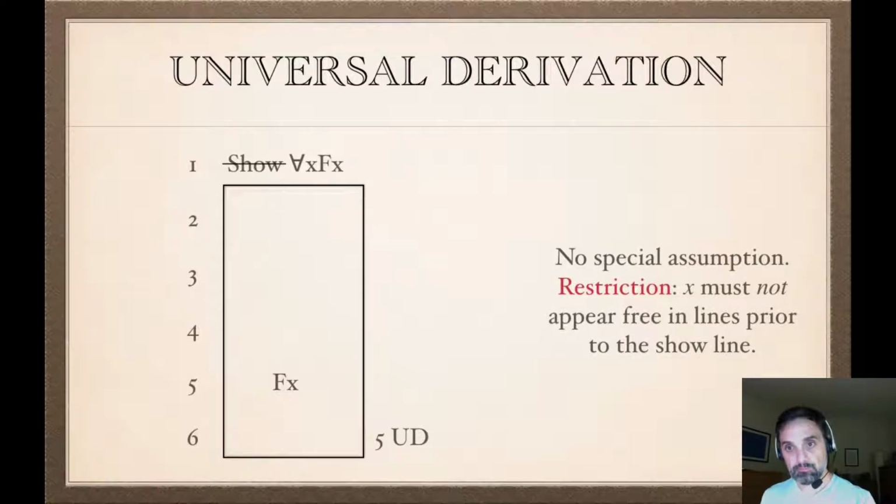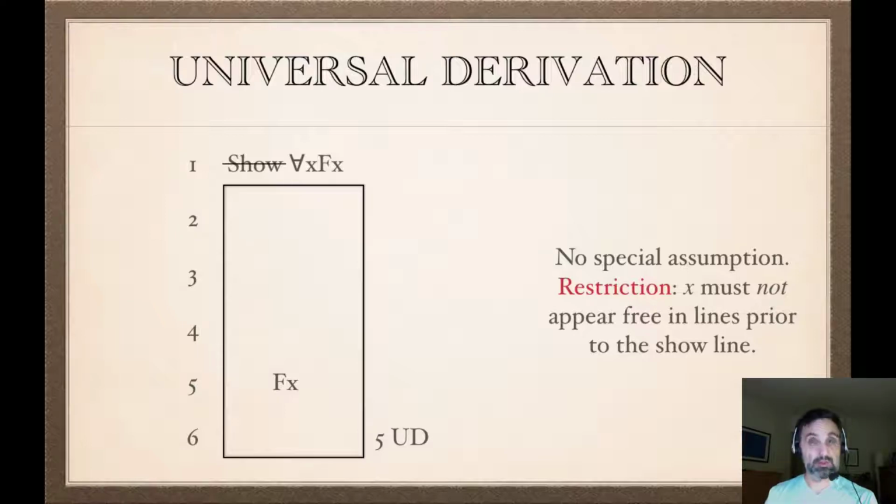But there's a restriction. Oh, sorry. There's no particular assumption we make. I'll talk about some strategic issues in a slide or two, but there's no assumption you make. The indirect assumption would be not for all x Fx, and you apply QN, but if you don't have QN, that's not relevant. There's also a restriction, which is this: the variable we're quantifying on, the variable that shows up in the universal quantifier in the show line, cannot be free above the show line on earlier available lines.